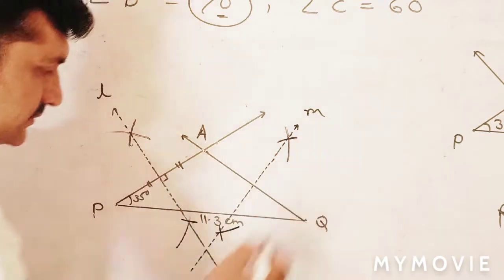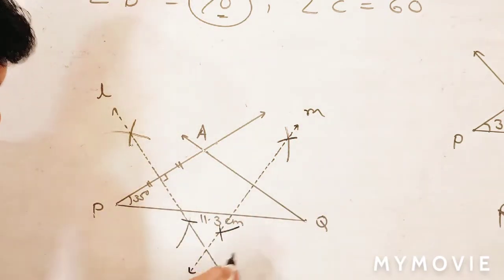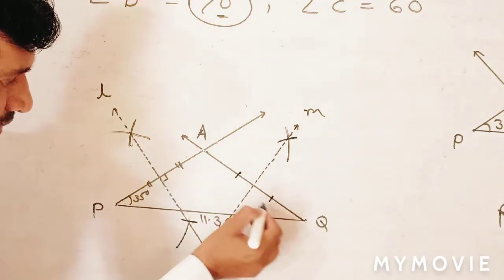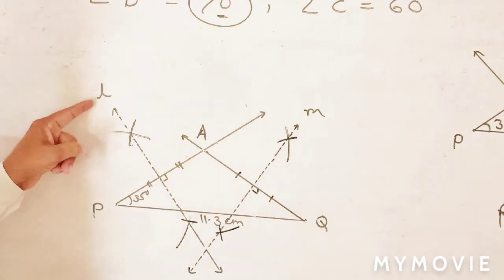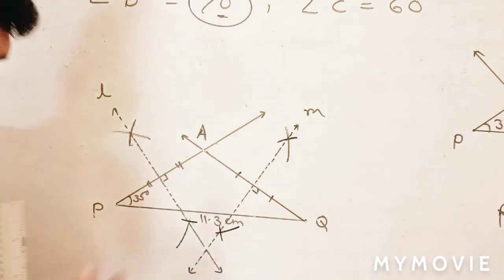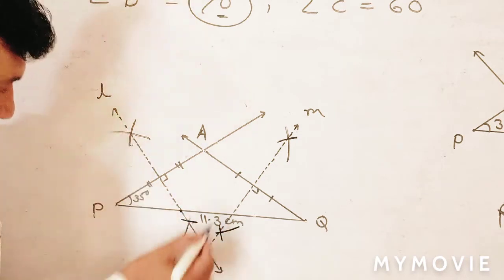Line M, I write here. Any name we can give. Here, identical mark, perpendicular, because this is the perpendicular bisector. Now where is the intersection of line L and PQ? Here. Line L at PQ.